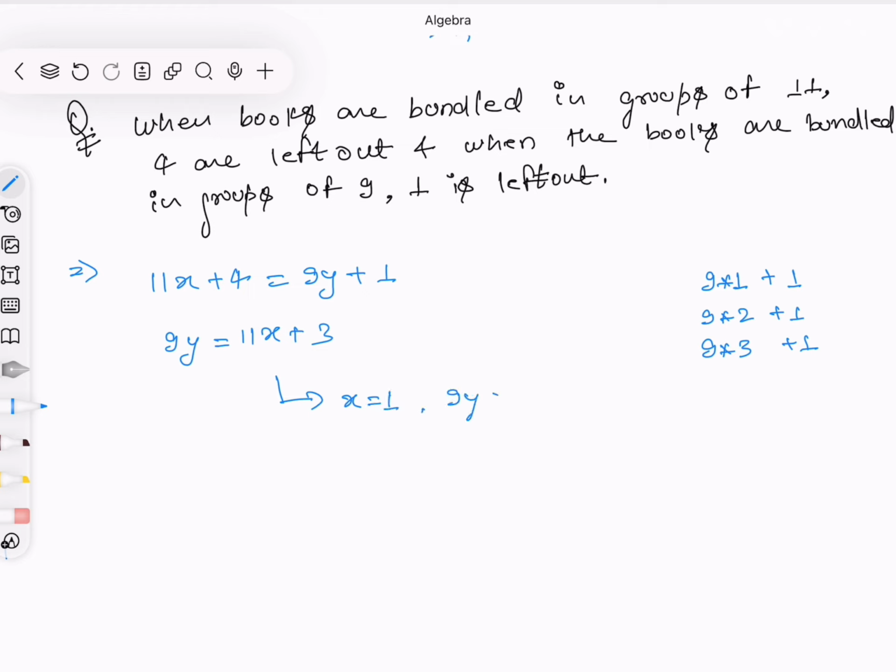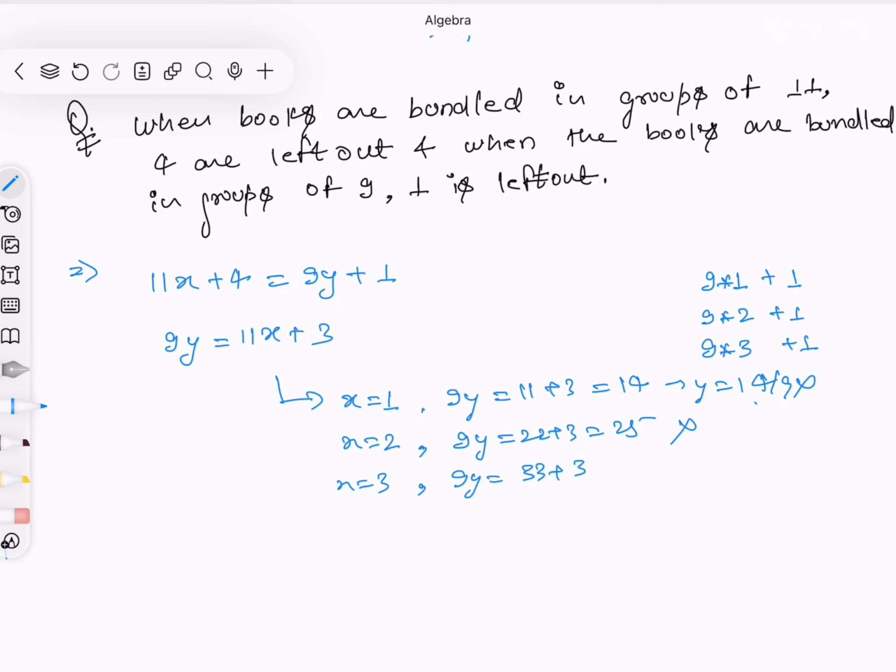So here 9y will be 11 plus 3, that is 14. So y will be 14 by 9. Now since these are books, they cannot be in fraction, so this is not possible. Let's take x equals 2. So 9y will be 22 plus 3, that is 25. So y will be 25 by 9. Again not possible. Let's take x equals 3. So 9y equals 33 plus 3 equals 36. So y is going to be 36 upon 9, so 4. And there you have your first solution, where x is 3, y is 4, which is an integer.